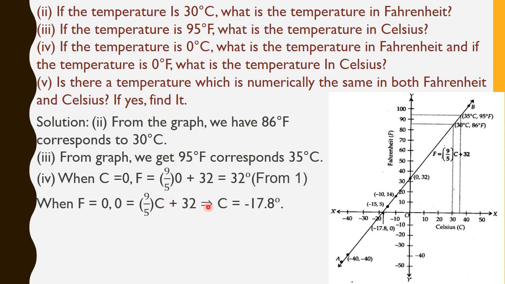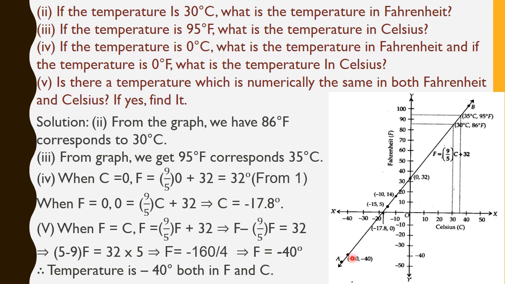calculation here. For question number 5, is there a temperature which is numerically the same in both Fahrenheit and Celsius? That means the temperature will be same for both Celsius and Fahrenheit. So if we go along this particular equation, there will be some particular point or ordered pair where both the x coordinate and y coordinate will be same. So we can, if we follow the equation properly on the graph, then we'll get right here minus 40 comma minus 40 is actually the same. You can also calculate it, but you have to show it on the graph paper as well.